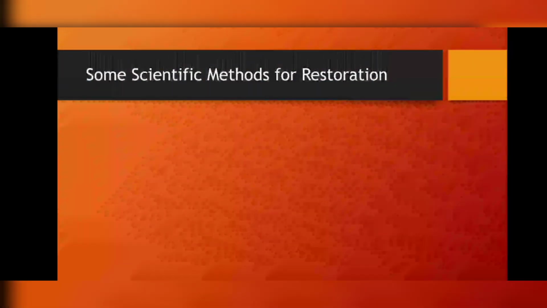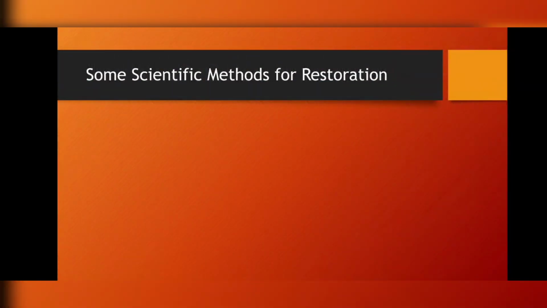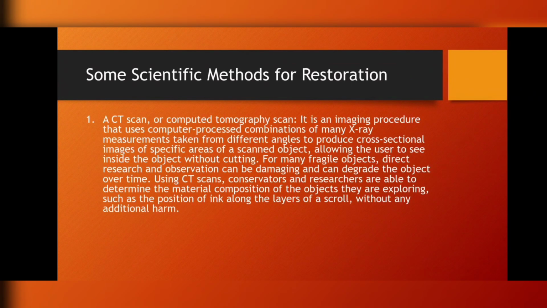Some scientific methods for restoration. A CT scan, or computed tomography scan. It is an imaging procedure that uses computer processed combinations of many X-ray measurements taken from different angles to produce cross-sectional images of specific areas of a scanned object, allowing the user to see inside the object without cutting.